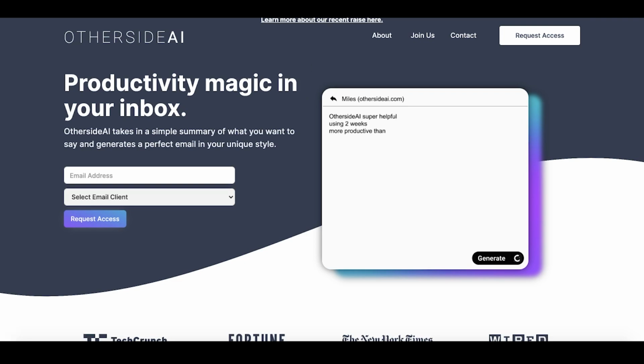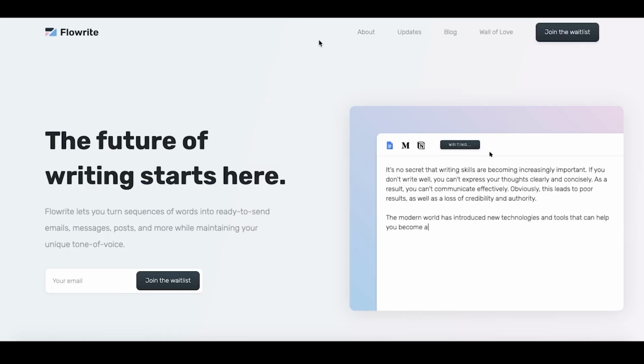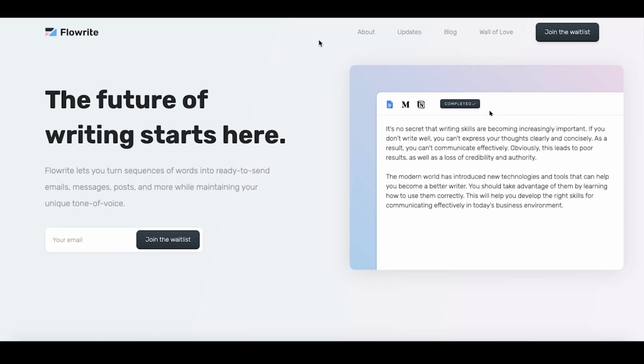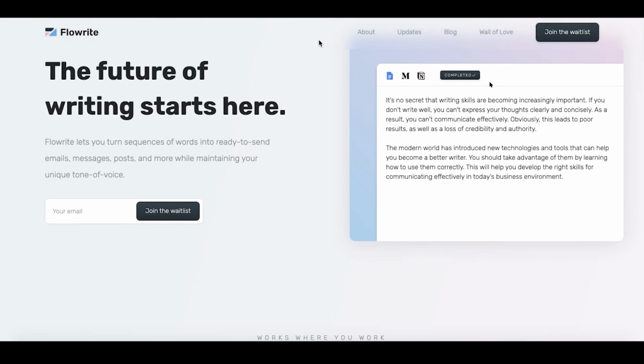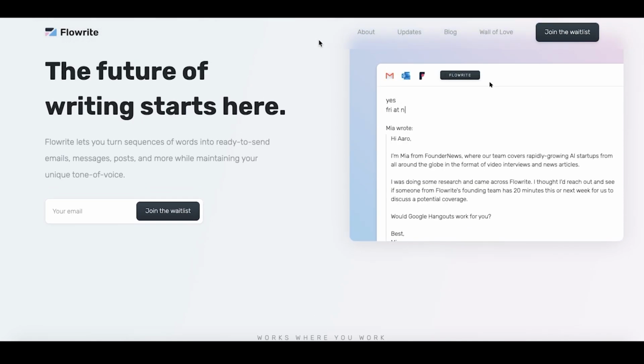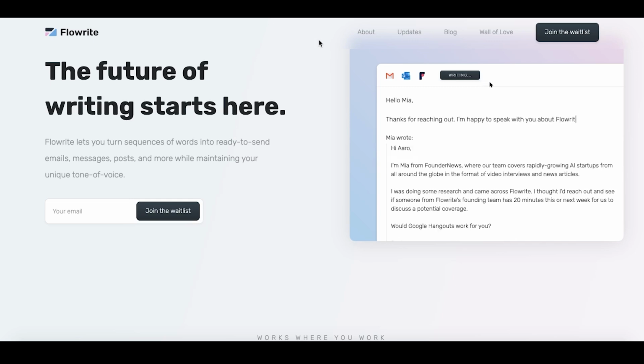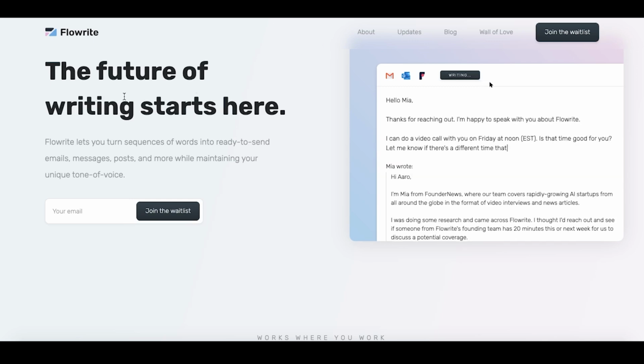Very cool. Next, I wanted to share Flowright. This is similar to Otherside AI. These founders are incredible. They're essentially being powered by GPT-3 to autofill and write content, using AI to write it for you, and saving you time.